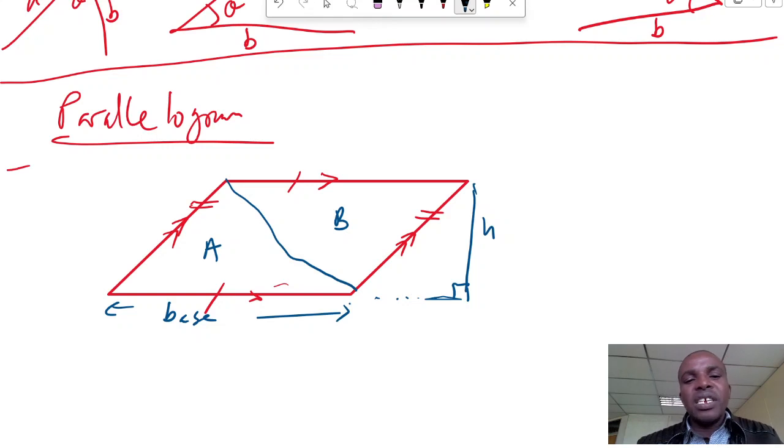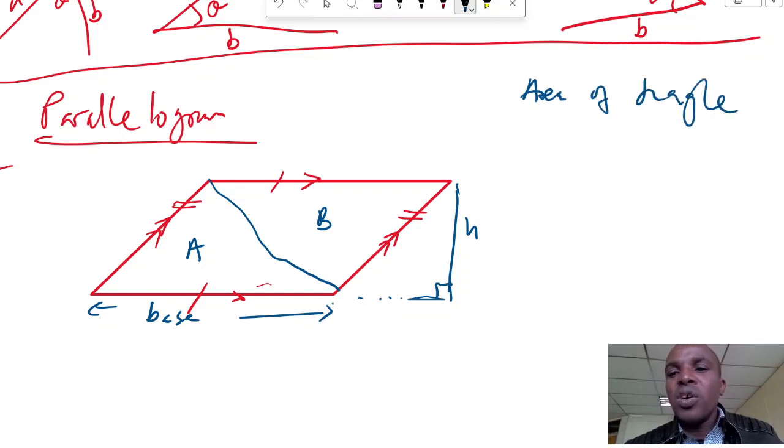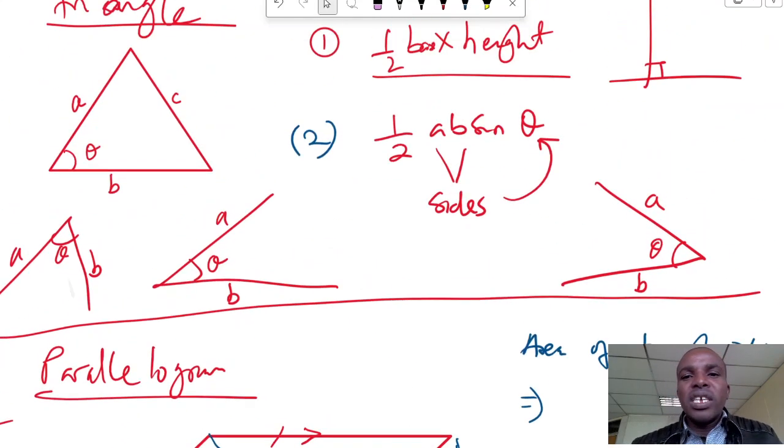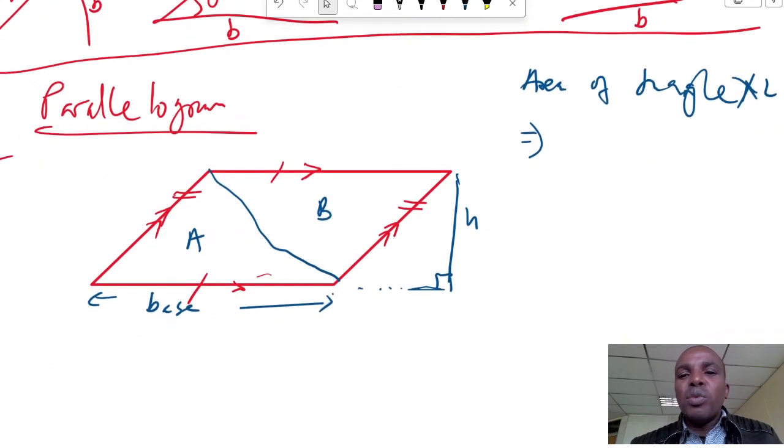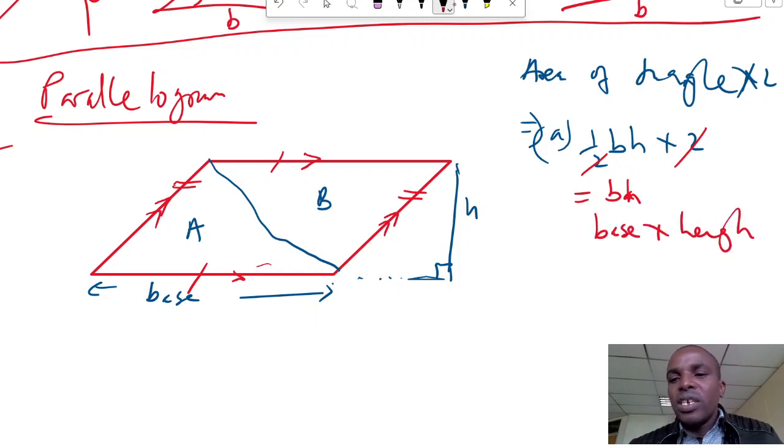If the height is given, then how can you find the area? Right, a parallelogram is made up of two equal triangles. So area of a parallelogram is area of a triangle times 2. Using the first formula, half base times height, it will be half base times height, then times 2. These 2s cancel out, so we'll be left with BH, which is base times height. So the area of a parallelogram is just base times height.